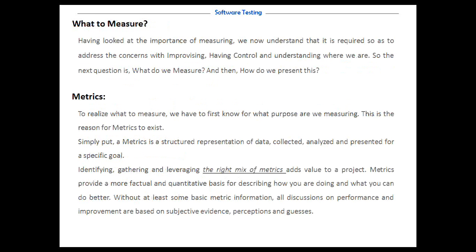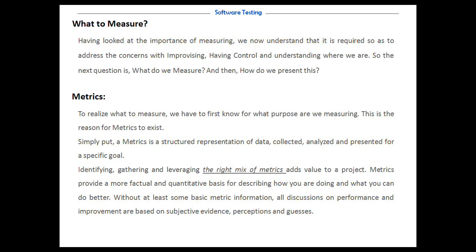Now, we know that we need to measure to make sure that we have control over improving ourselves, controlling the flow of the process, as well as evolving ourselves for evaluation purposes. Now, what do you measure? And how do you actually measure it, or how do you actually present it out? To realize that, we first have to know for what purpose we are measuring. That is the reason why a metric must exist.